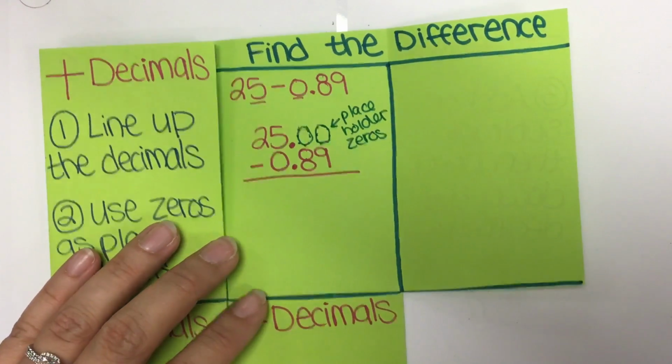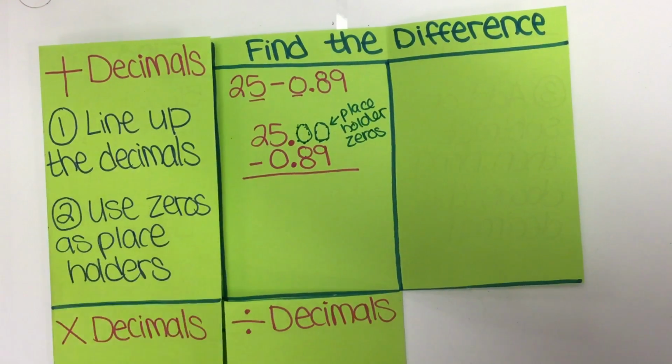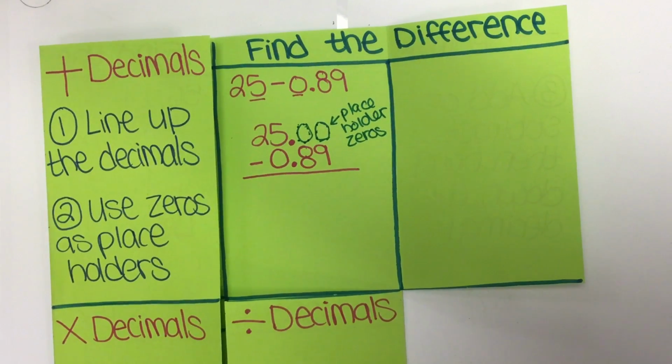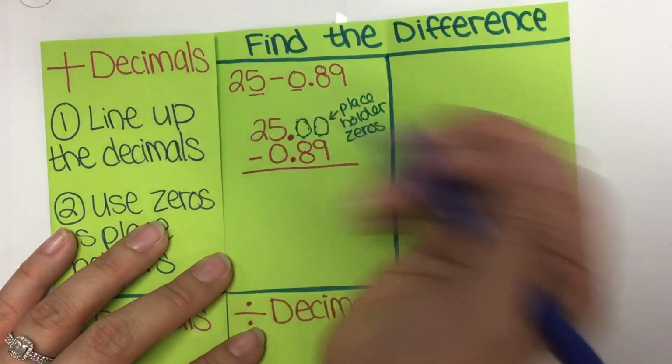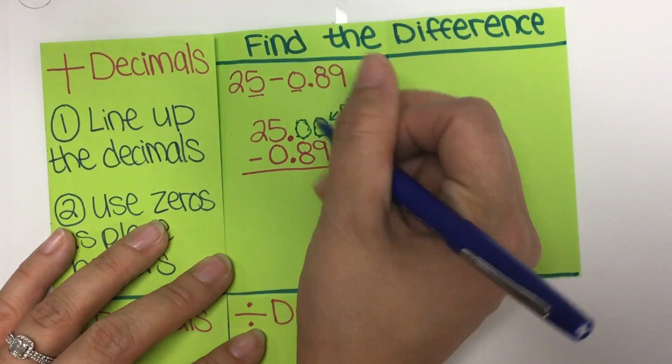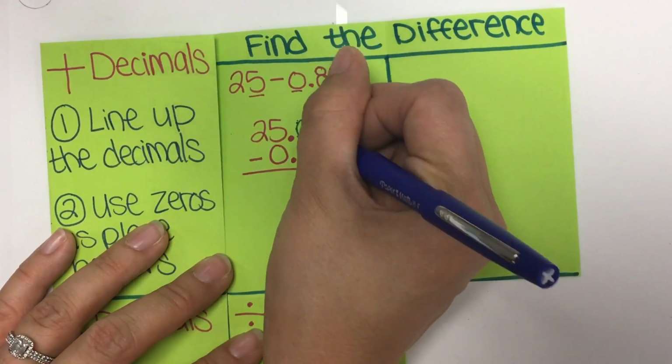There are my placeholder zeros, and now I can actually subtract. So it really is impossible to do if you don't have those placeholder zeros, unlike addition. So now I'm going to go ahead and do my borrowing. I can't subtract 9 from nothing, so I'm going to have to borrow.